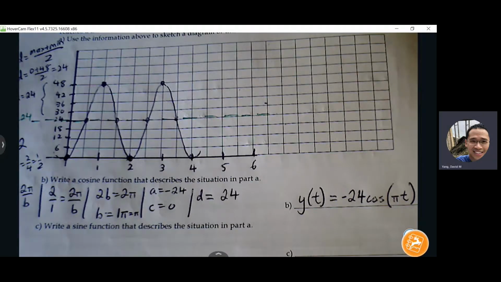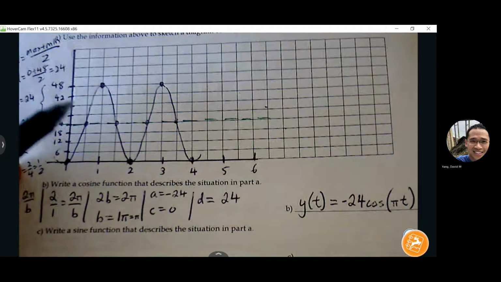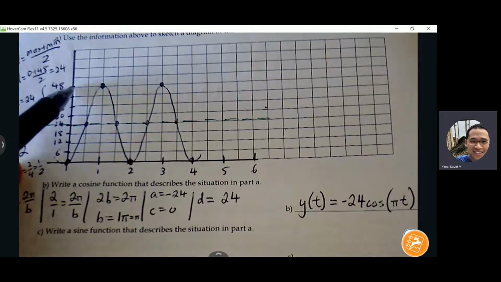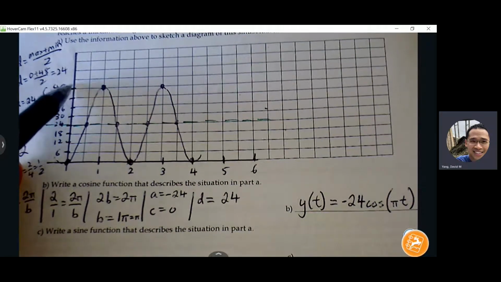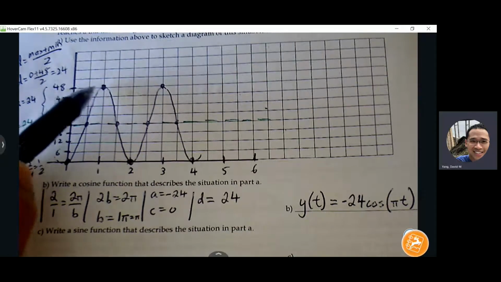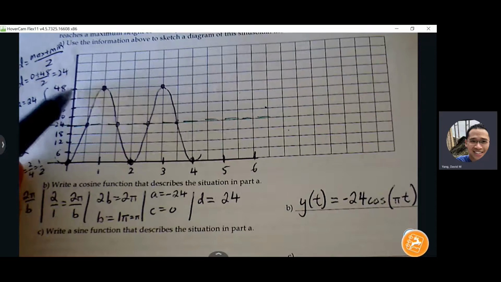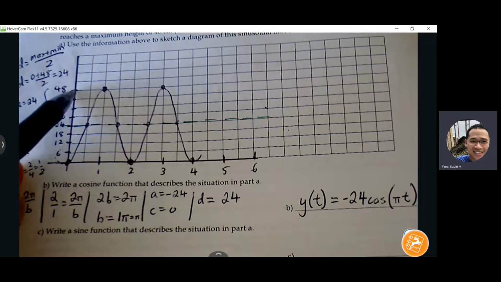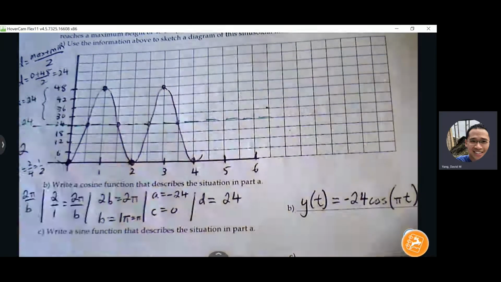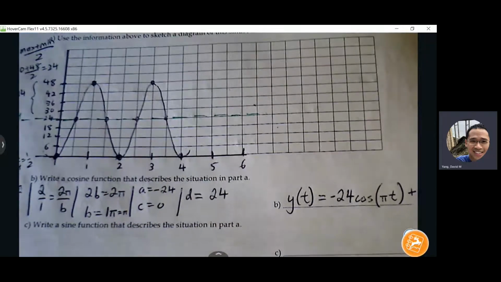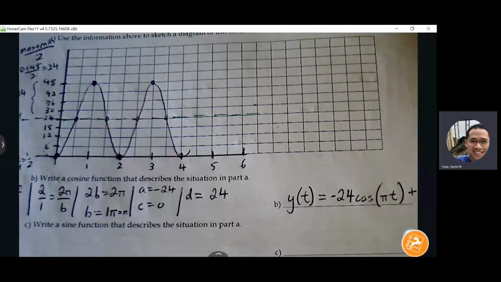Now, having said that, if you're viewing the cosine graph from this perspective and then going down, then yes, it could be shifted. You could say a positive 24 cosine shifted to the right 2. You can say -2, and that'll be correct. So you have different variations, but I decided to make this without a shift. But if you wanted to make this a shift, you could.